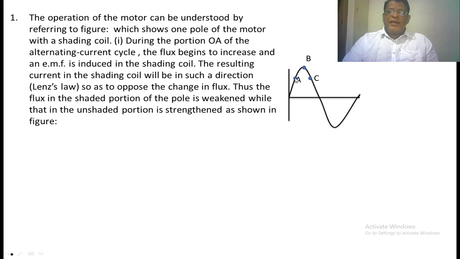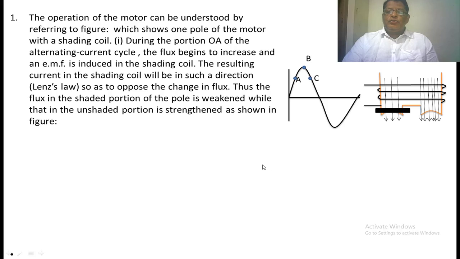From 0 to A, the current is increasing, so the flux is increasing. So there is a rate of change of flux linkage with the shaded coil. A voltage is induced in the shaded coil, which drives a current through the shaded coil. Because of this current, a flux will be created that opposes the main flux. In this area the flux decreases, whereas in this area the flux increases. This is the first case.